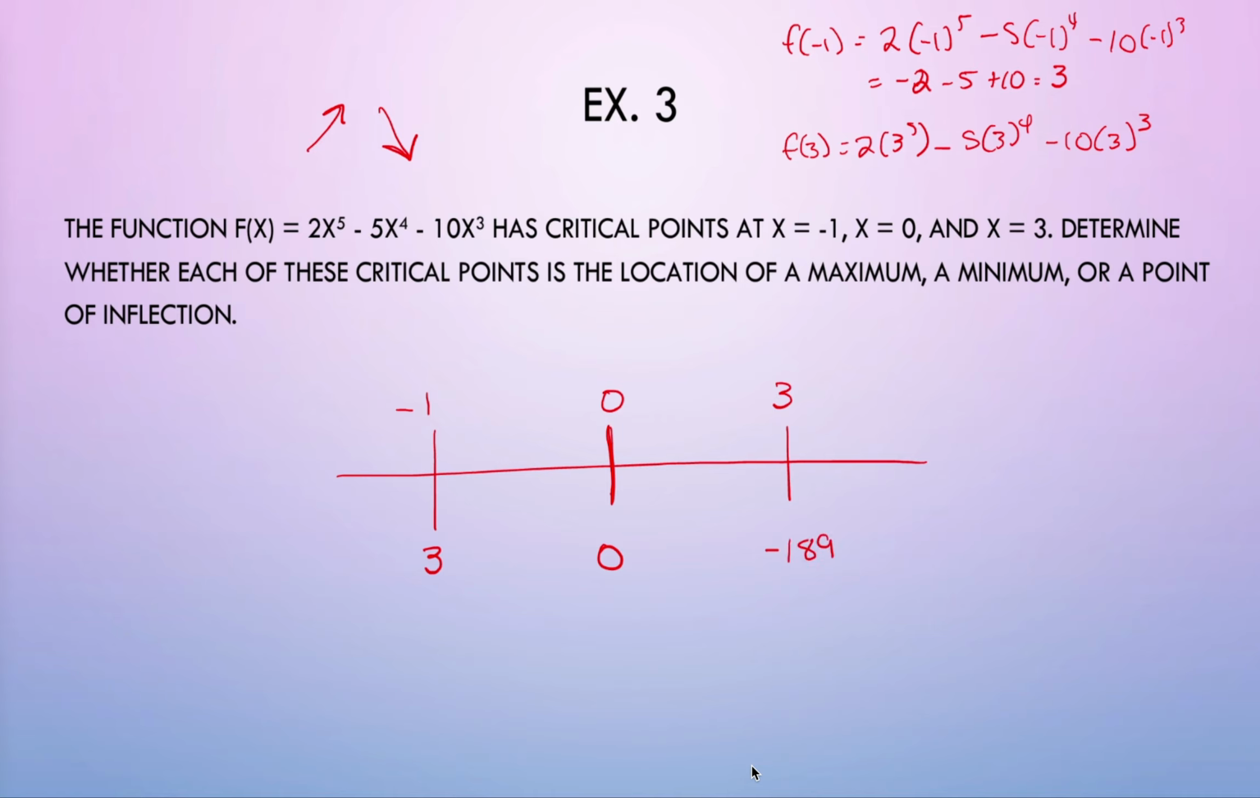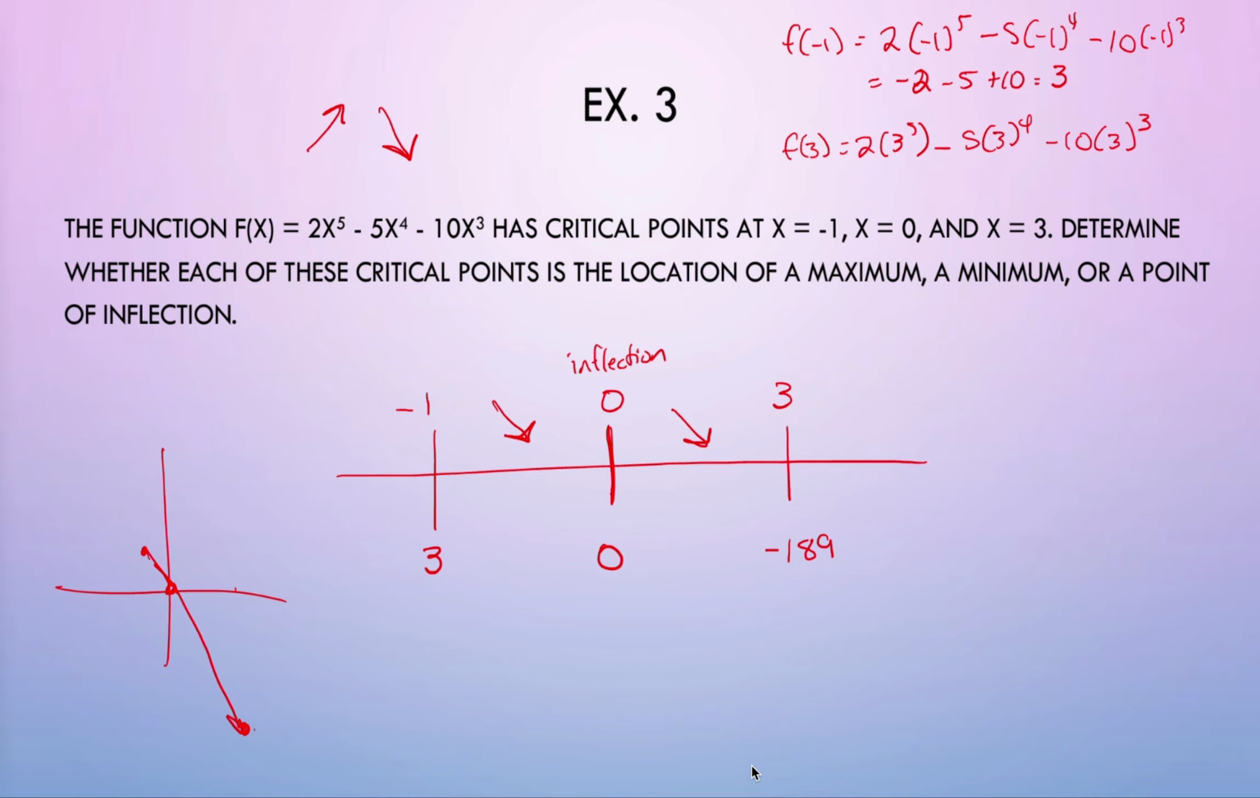So the function can only switch from increasing to decreasing or vice versa at critical points. So if we think about this, if we graph this, at -1, it's at 3. At 0, it's at 0. And at 3, it's at -189. So we can see that it decreases from -1 to 0, and it decreases from 0 to 3. So this is an inflection point.